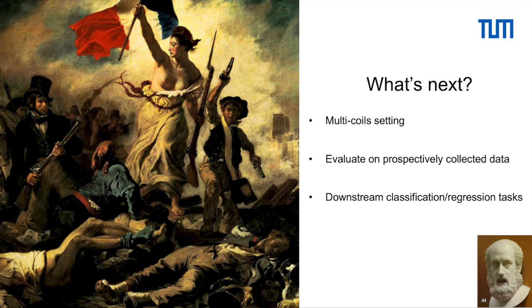What's next? They want to extend their current work from single coil setting to multicoils and to evaluate their method on prospectively collected data. Last but not least, one can use their work as a pre-training task since the image reconstruction itself can be regarded as an intermediate step. In the future, downstream tasks like cardiac segmentation and disease classification can be built upon it.